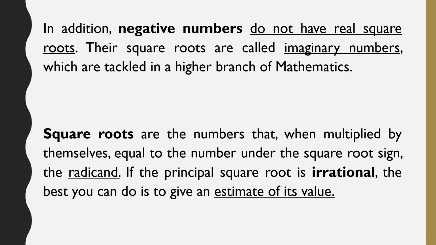So in addition, negative numbers do not have real square roots. Their square roots are called imaginary numbers, which are tackled in a higher branch of mathematics. So square roots are the numbers that, when multiplied by themselves, equal the number under the square root sign, which is called the radicand. If the principal square root is irrational, the best you can do is to give an estimate of its value.